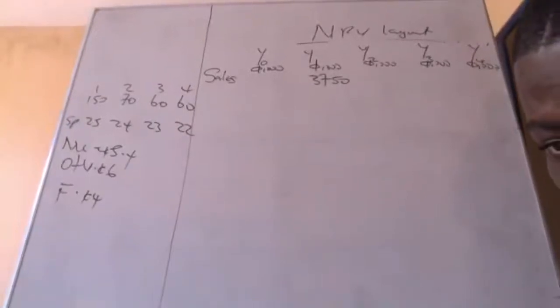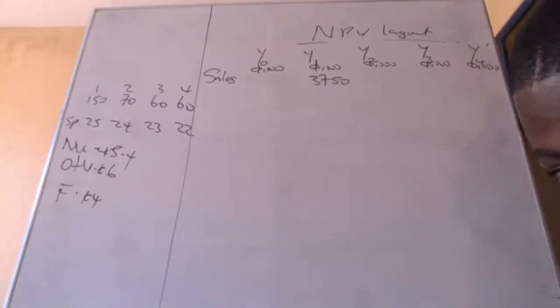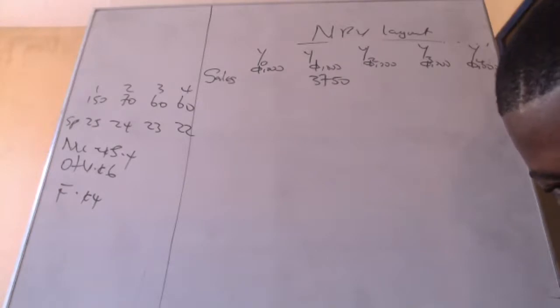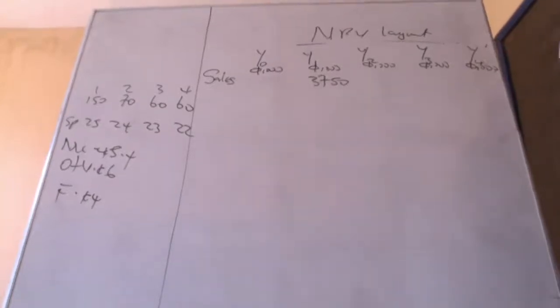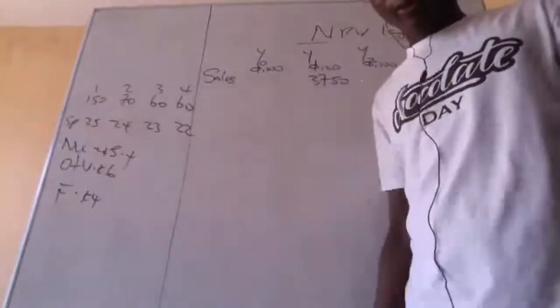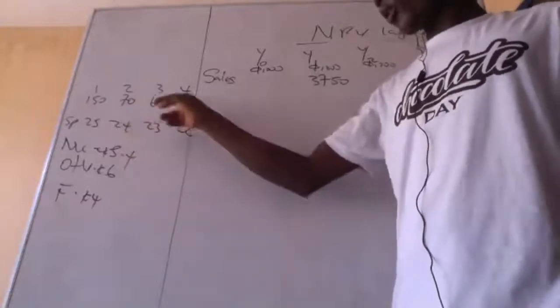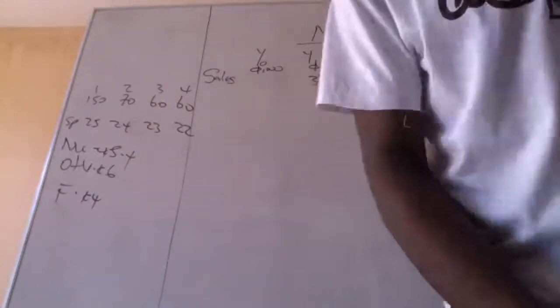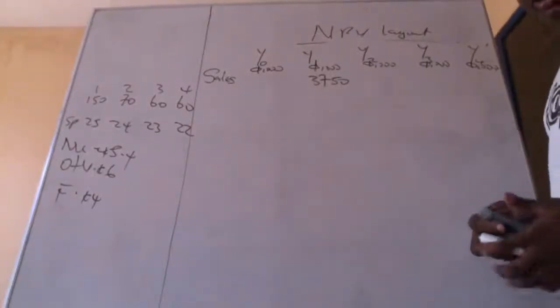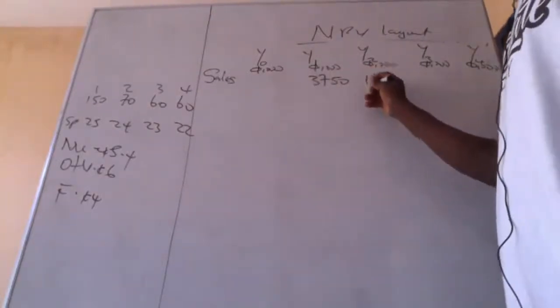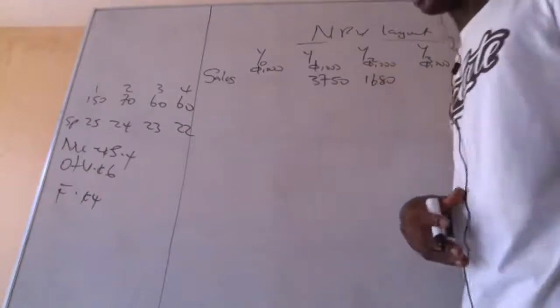Good. Still have issues with the questions. Good. 1,680 for year 2. So we'll be multiplying, right? So 150 by 25, 70 by 24, in that order. So now let the answers flow. 1680. Good. What again?